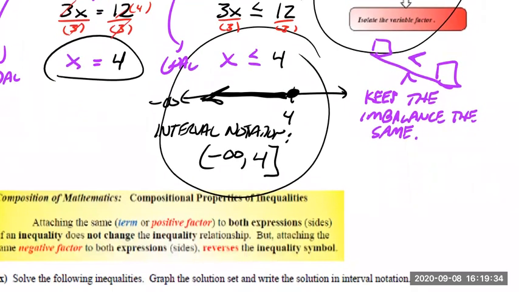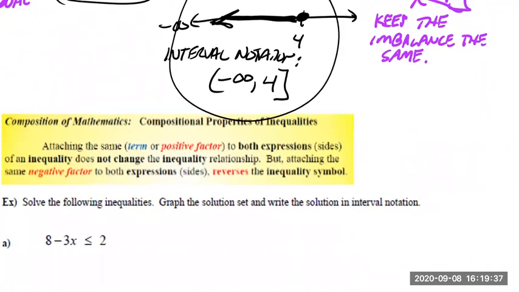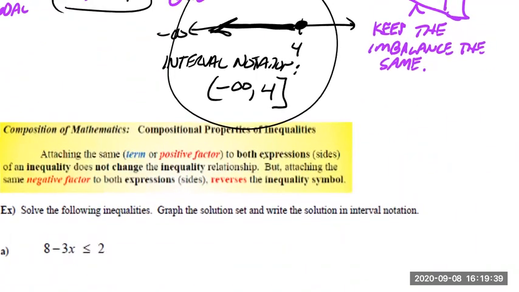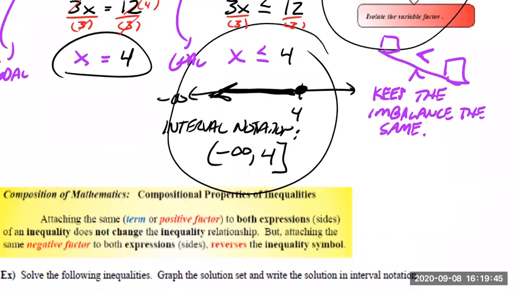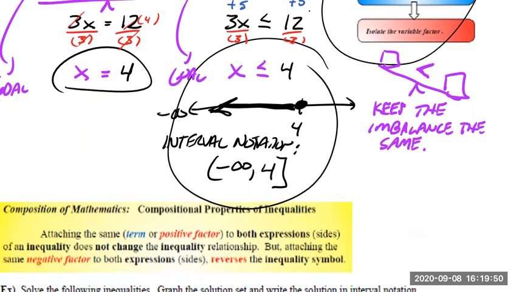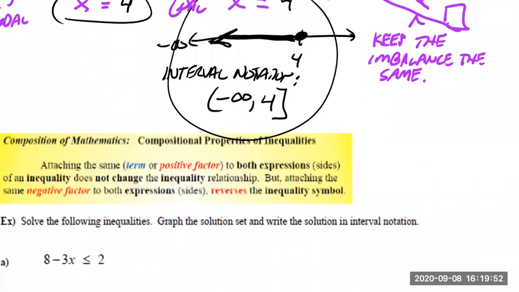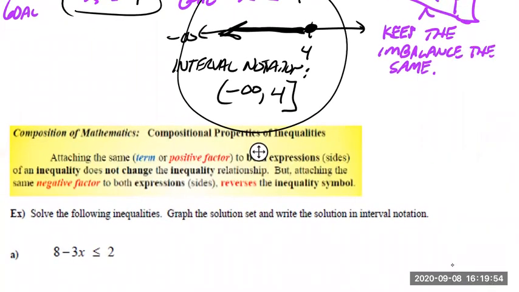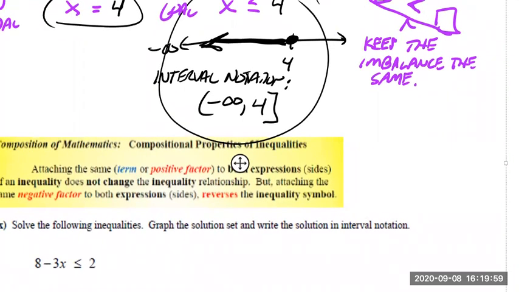All right, so I want to talk about the compositional properties of inequalities. It's the same thing as the compositional properties of equations. Like I said, we can attach the same terms and factors to both sides, making sure we do it to both sides. But there is one case where the inequality is not the same. So I just want to go through an example, like a little side note here.